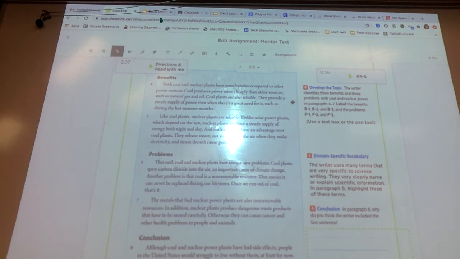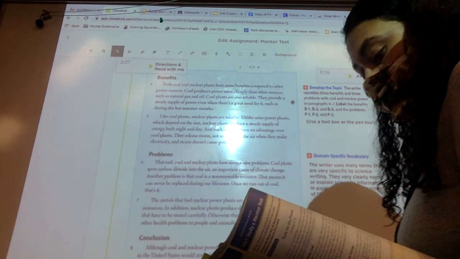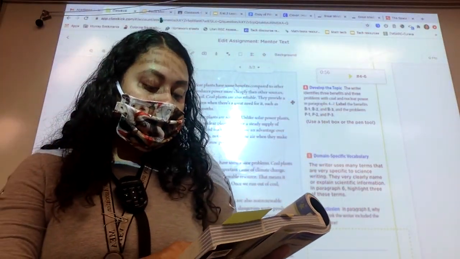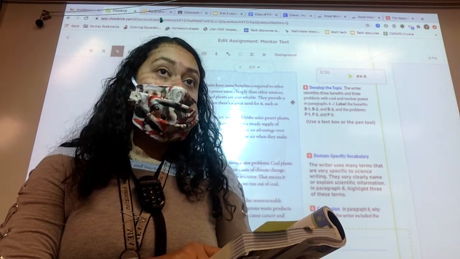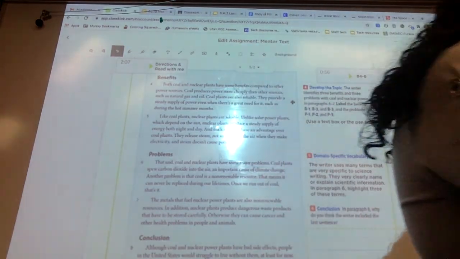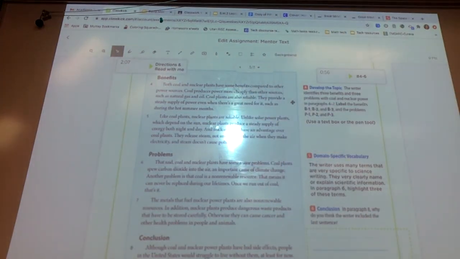Climate change. Conclusion. Although coal and nuclear power plants have bad side effects, people in the United States will struggle to live without them, at least for now. In 2012, coal power plants produced 37% of America's electricity, and nuclear plants produced 19%. Without these power sources, our TVs and computer screens might go dark.